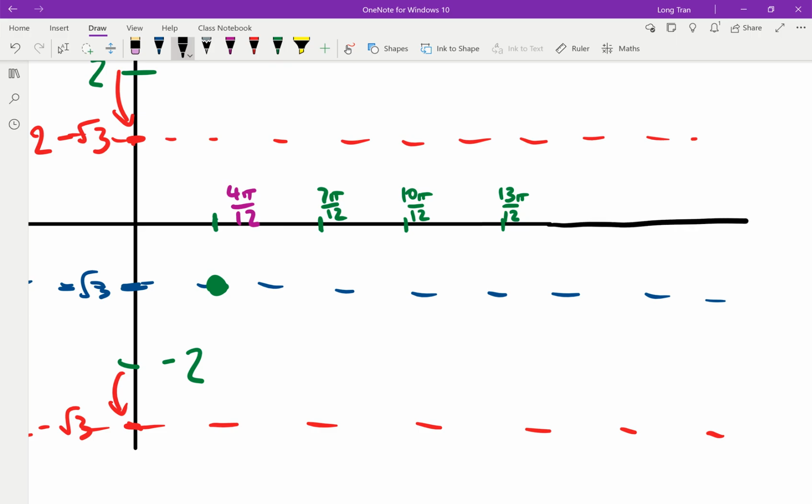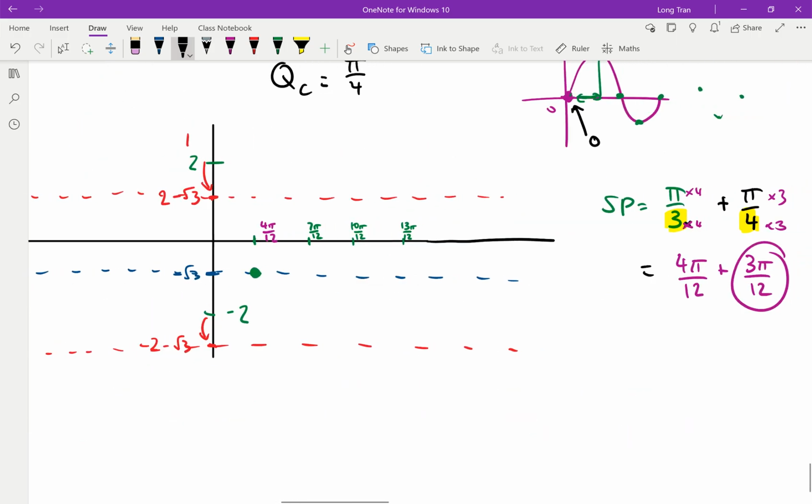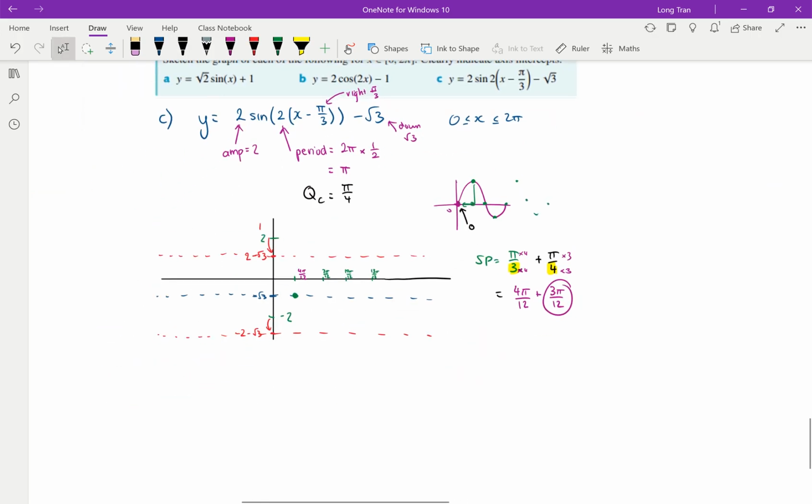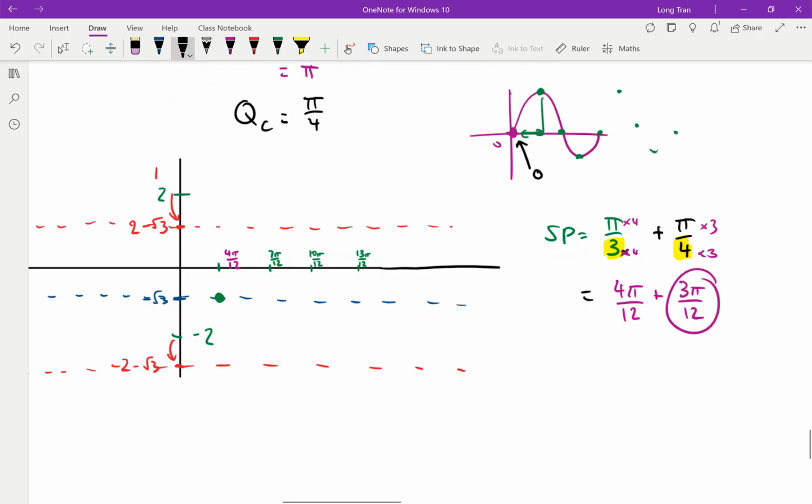Right, I'm just going to carry it on. Now, we know the domain. Remember, what was the domain? It was from 0 to 2 pi. So 0 to 2 pi means that I would have to go from 0 all the way up to 24 pi on 12. True? If I'm working in fractions of 12ths, right?